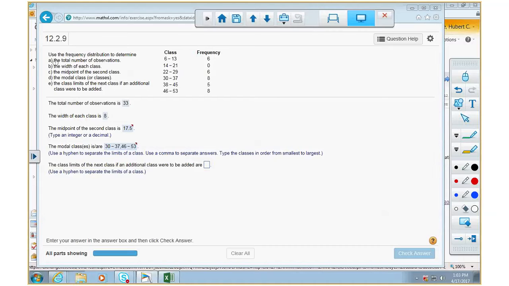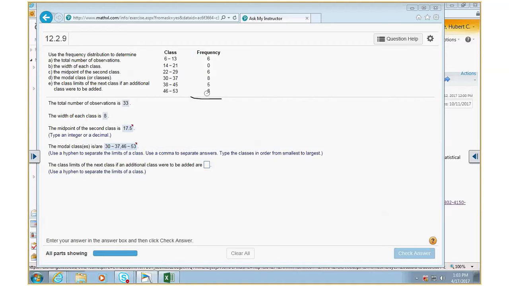All right, it says the total number of observations. What do you do to find the total? Add all these up. So that'd be 8, that's 13, 21, 27, 33, something like that. Okay, so 33. The class width, 14 minus 6 is 8, or 21 minus 13, or 22 minus 14. That's the easiest way to get it. You could say 6, 7, 8, 9, 10, 11, 12, 13, but I usually don't tell people to do that because it's easier to just take 14 minus 6.